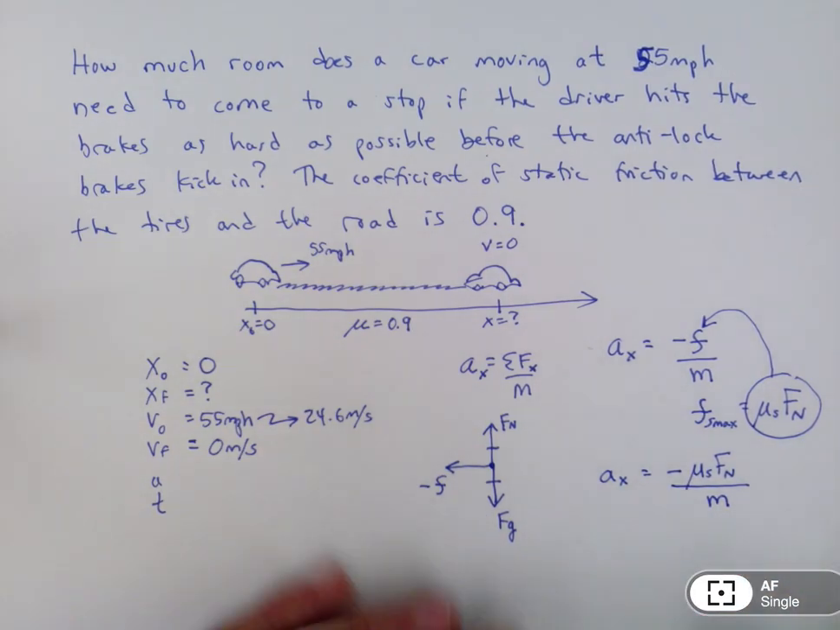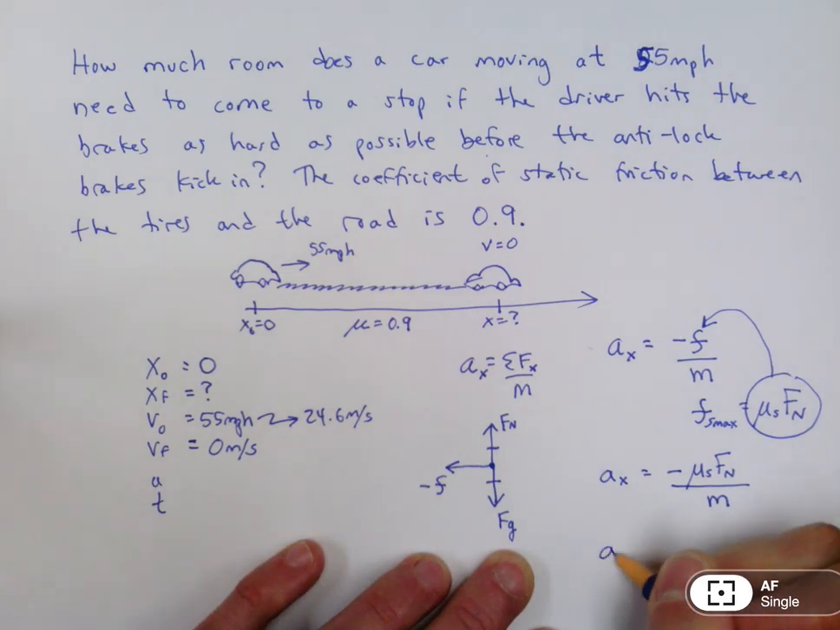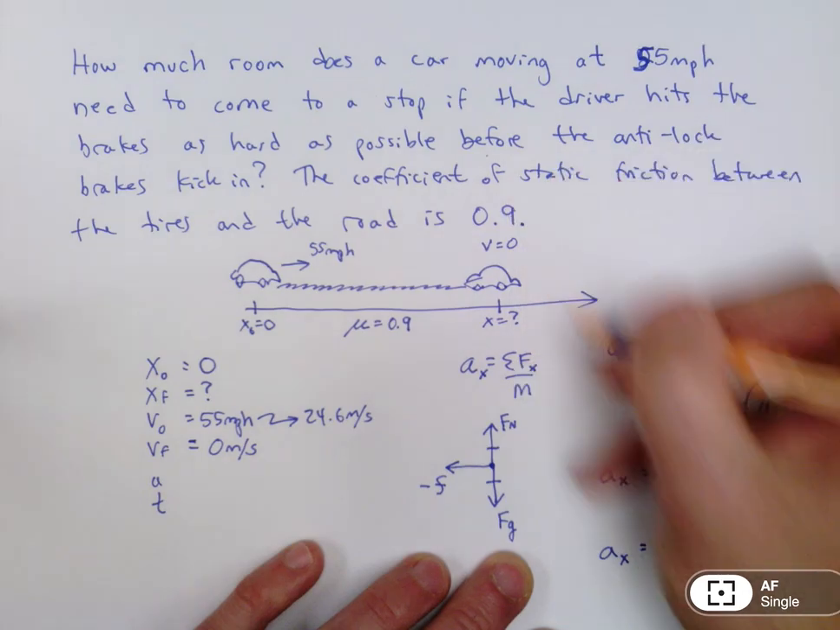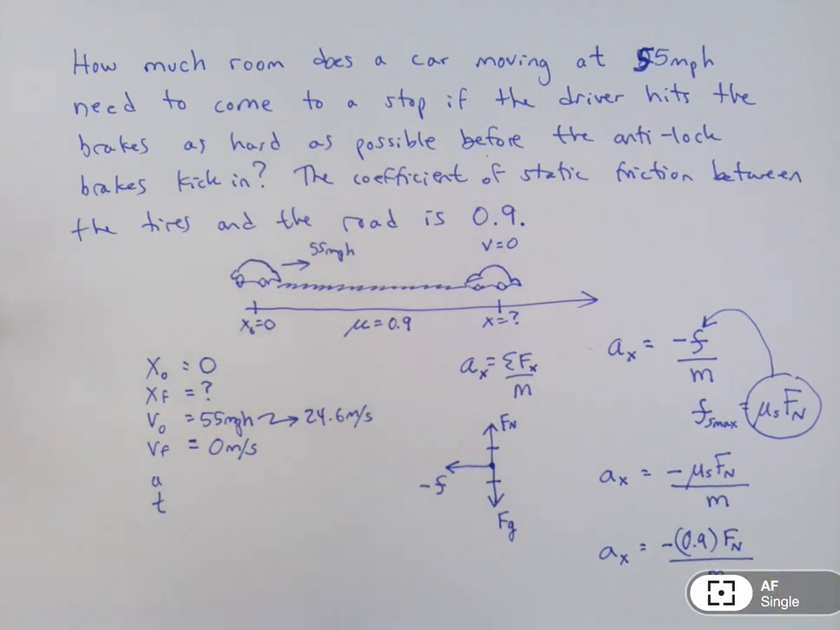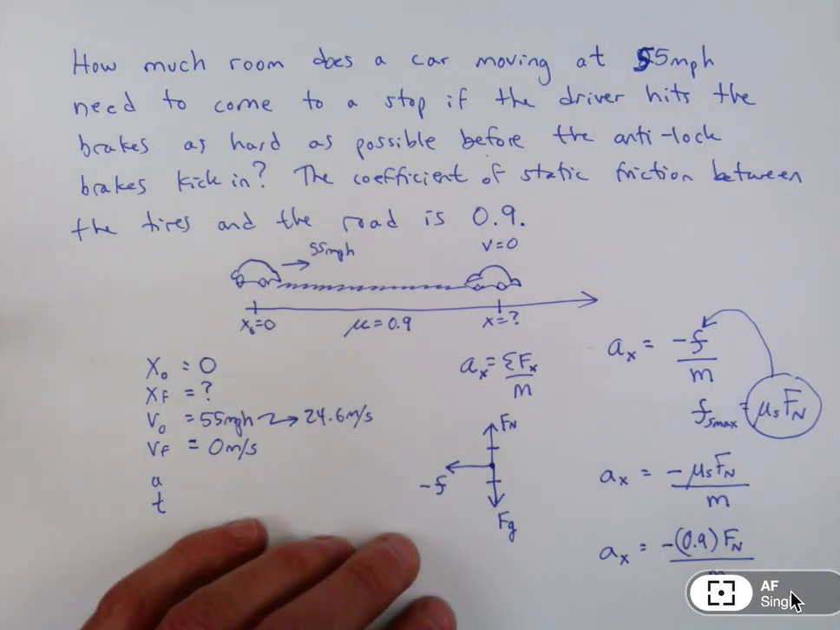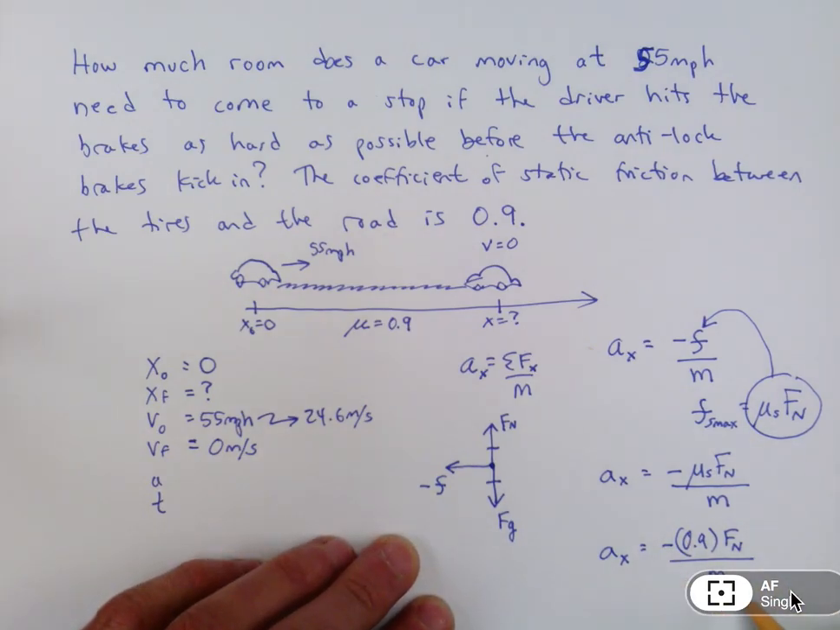Does that give me a final answer? No, but it at least allows me to put one number into this. Coefficient of static friction is 0.9. So I'll put that number in, but I don't know the normal force, and I don't know the normal force because I don't know the mass. So here again, we're in this situation of what should we do to solve this problem.